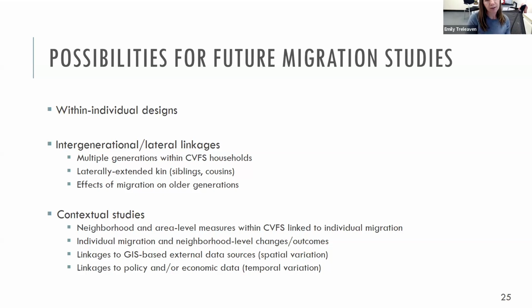There are also many possibilities for contextual studies. These include using neighborhood and area level measures within the CVFS linked to individual migration measures, linking individual migration and neighborhood level changes or outcomes, linking to GIS external data sources to exploit spatial variation, and linking to policy or economic data to exploit temporal variation.